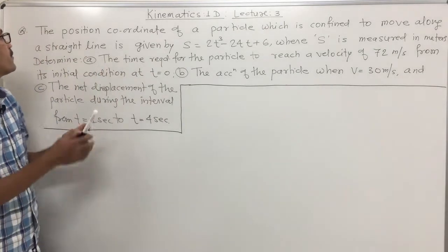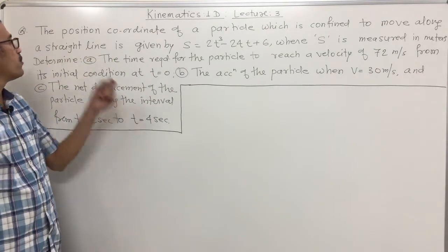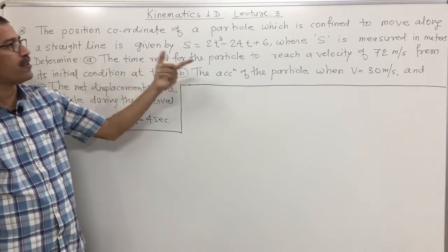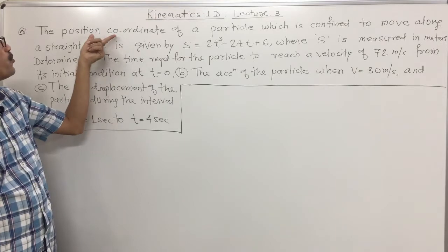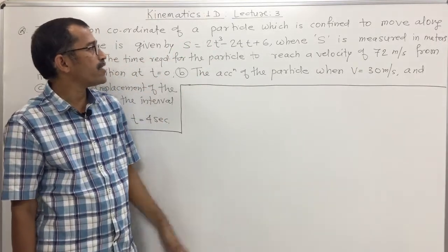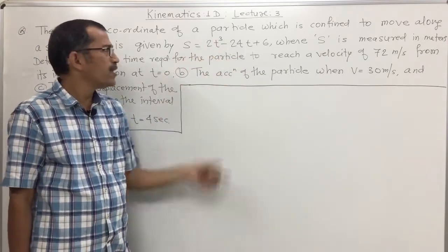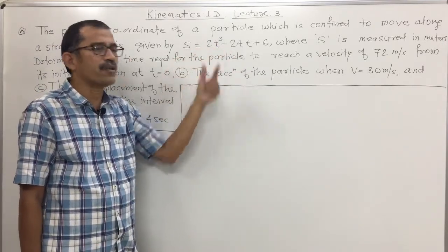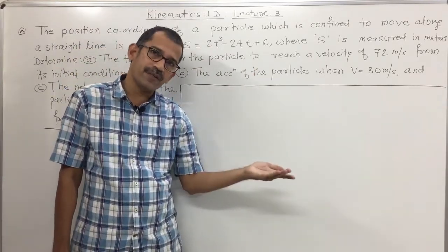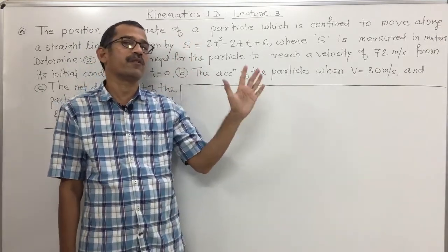The position coordinate of a particle which is confined to move along a straight line is given by s = 2t³ − 24t + 6. That means the particle moves along a straight line, and its position coordinate s is given in terms of time t. When s is given in terms of time t, differentiate it with respect to t, d by dt, and what will we get? Velocity.